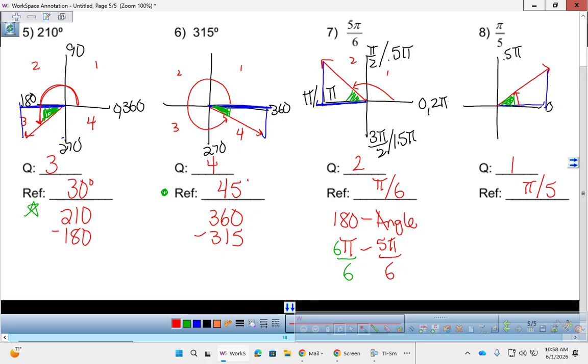Drawing the picture helps see it. You don't necessarily have to draw the picture though. If you know the quadrant rules, you can just go directly to the rule. You don't need to see the picture. I know about half of us in this unit use the picture. Half of us use the rules.